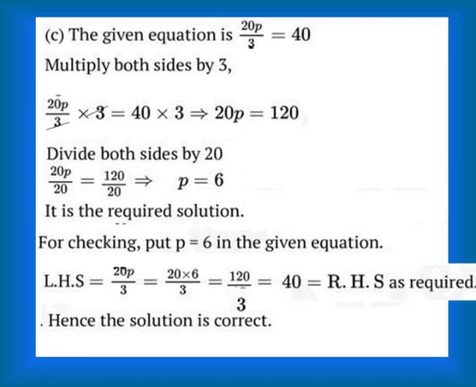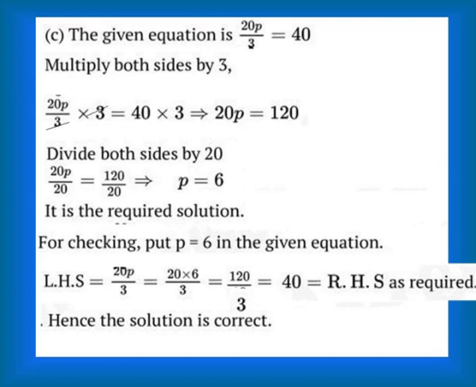Again we have to separate the variable and constant, so we are dividing by 20 on both sides, and we get 20p by 20 is equal to 120 by 20. In LHS, 20 and 20 get cancelled and it becomes p. In our RHS, 120 divided by 20 is equal to 6. Therefore, p is equal to 6, which is the required solution.